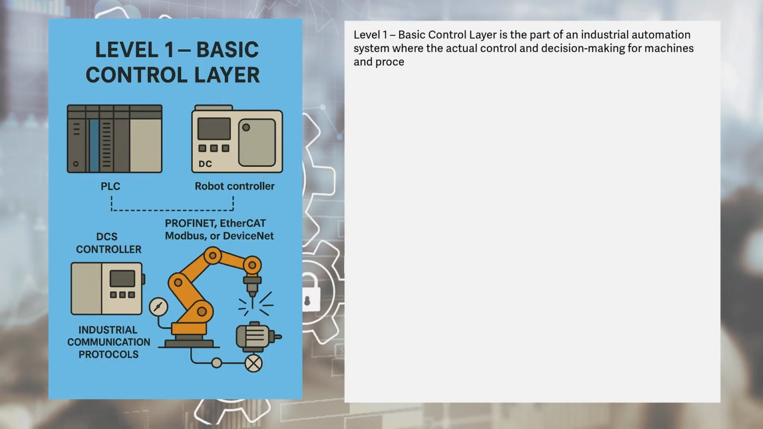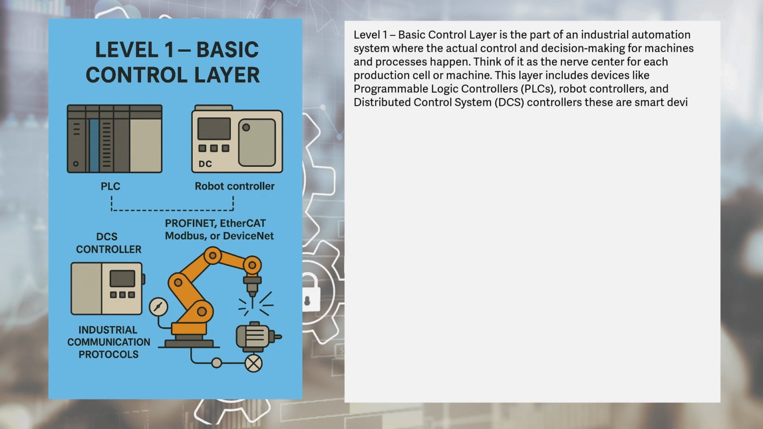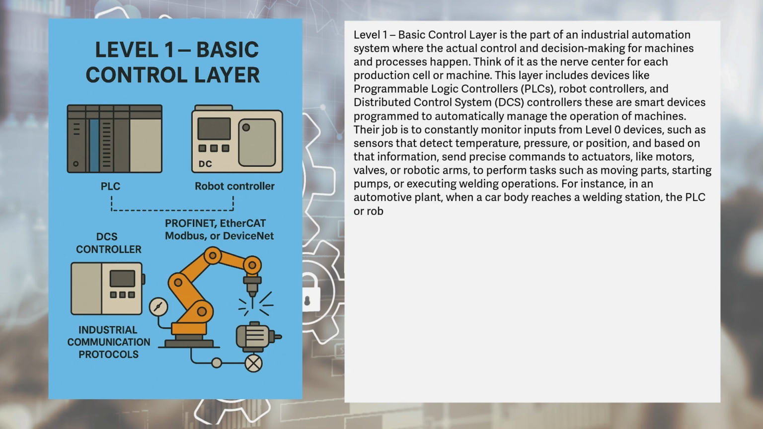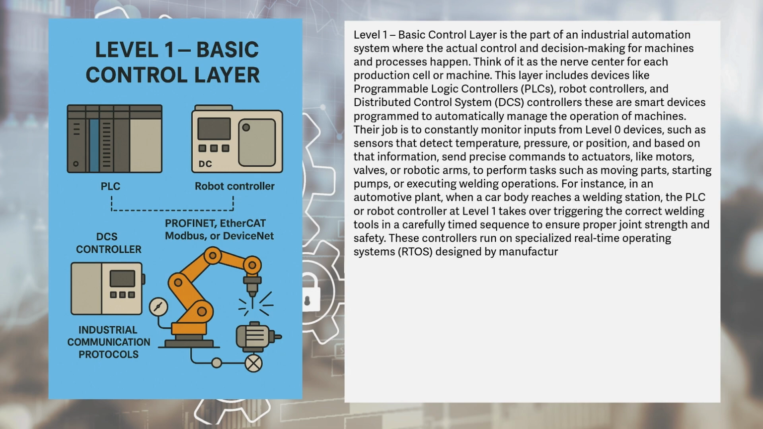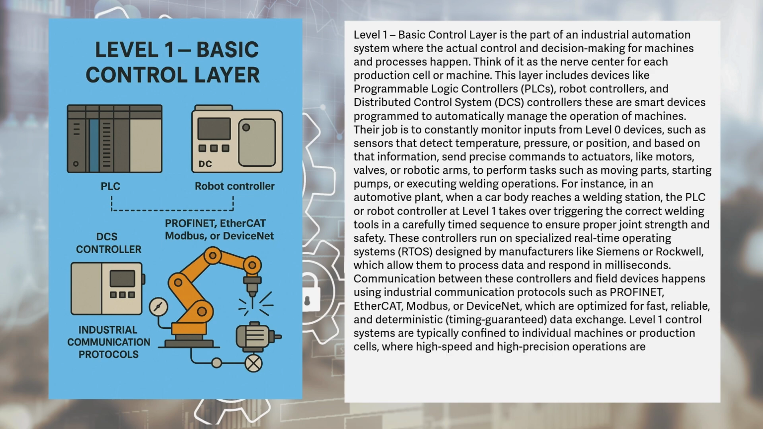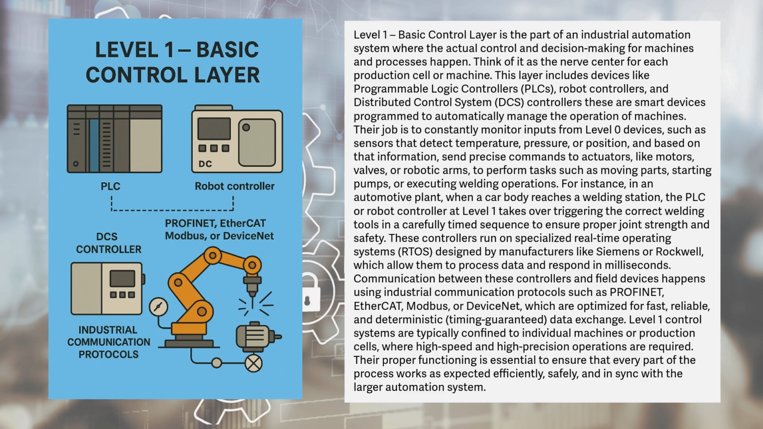Level 1: Basic Control Layer is the part of an industrial automation system where the actual control and decision-making for machines and processes happen. Think of it as the nerve center for each production cell or machine. This layer includes devices like programmable logic controllers, PLCs, robot controllers, and distributed control system, DCS, controllers. These are smart devices programmed to automatically manage the operation of machines.